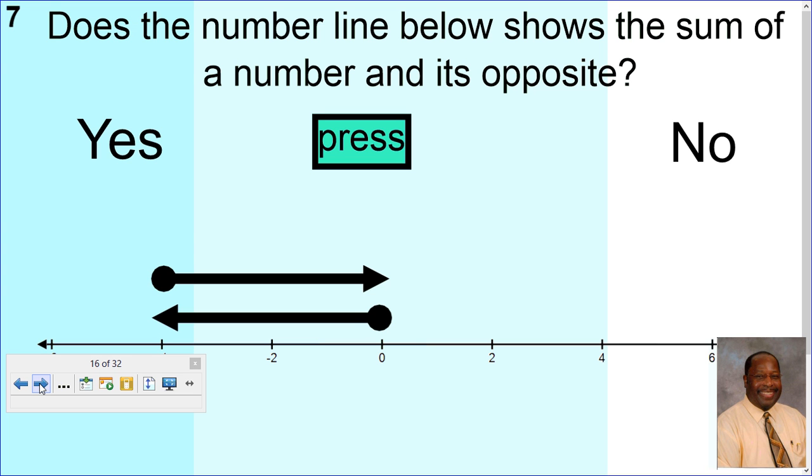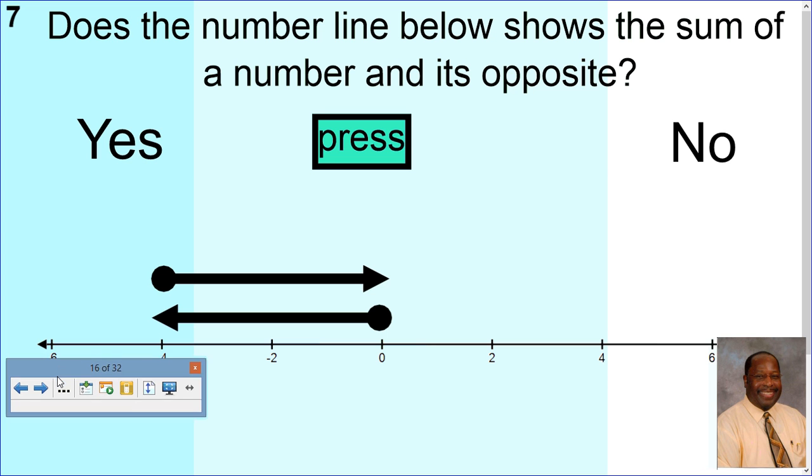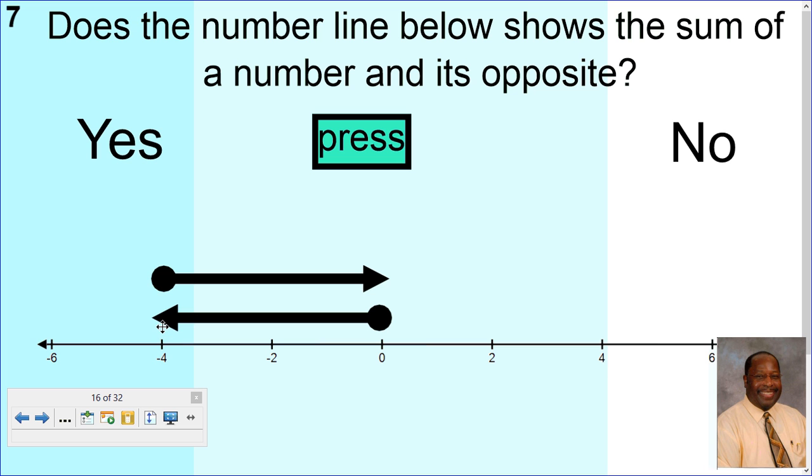So here's a nice question. How does the number line below show the sums of a number and its opposite? Does the number line below show the sum of a number and its opposite? This is a yes or no question. So reading from the start on the bottom here, it goes from 0 all the way down to this number over here, which is negative 4. Then it turns around and goes from negative 4 back to 0.